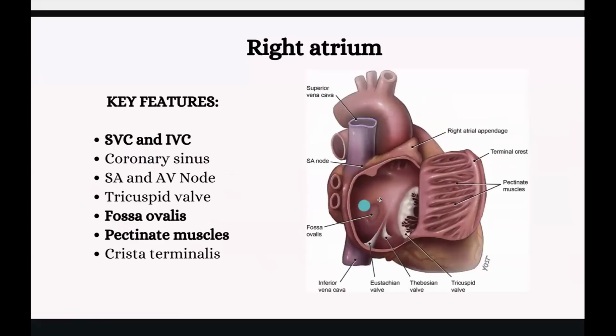AV node, again, you can't really see it because it's between two structures, so you won't see it here. You have the tricuspid valve, you have the fossa ovalis. The fossa ovalis is this oval structure in the wall of the right atrium, and in fetal life, this was the foramen ovale. So this is the remnant of the foramen ovale. The foramen ovale in fetal life is used for shunting blood from the right side of the heart to the left side of the heart.